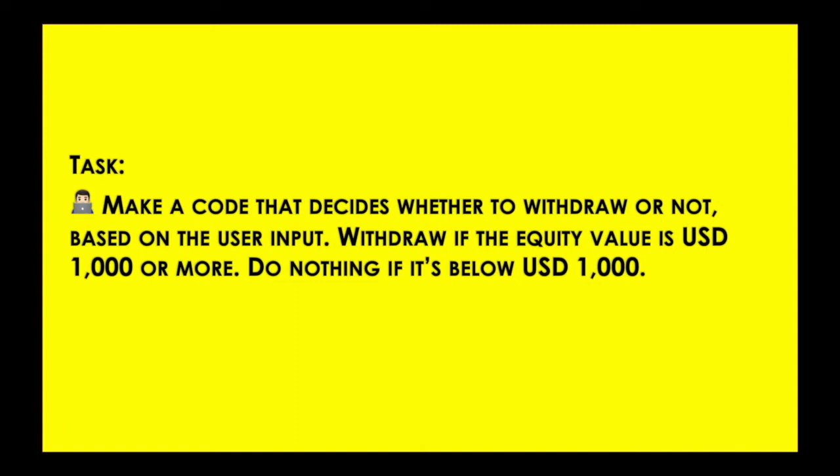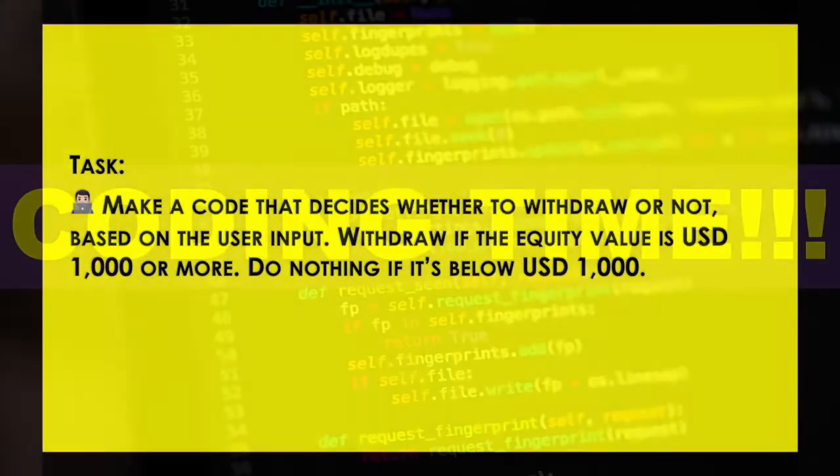More likely, if our equity is $1,001, that will be the starting point to withdraw. So how much to withdraw? It is not written on our task. What we will just do is print a string: you should withdraw now, something like that. Okay, so let's go to our Jupyter notebook and start coding.